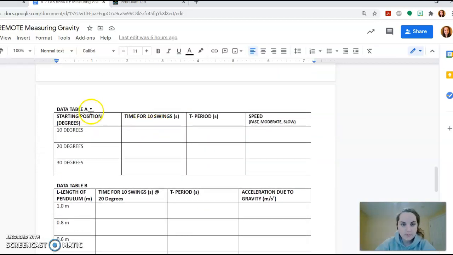So I want you to go to data table 1. For part 1 of this lab, we're going to set our pendulum to 10 degrees, and we're going to watch the swing time. It has to swing back and forth 10 times, and we're going to record the time that it takes to do that.